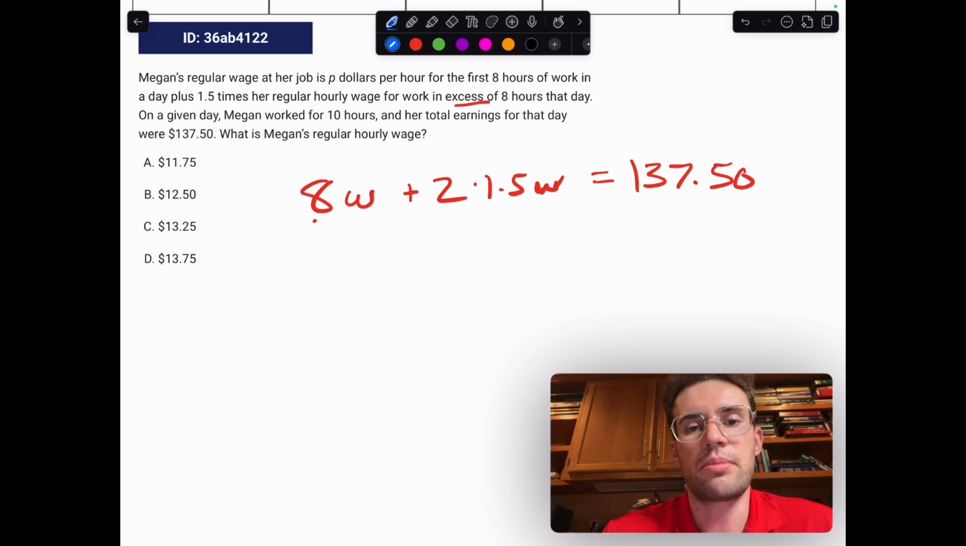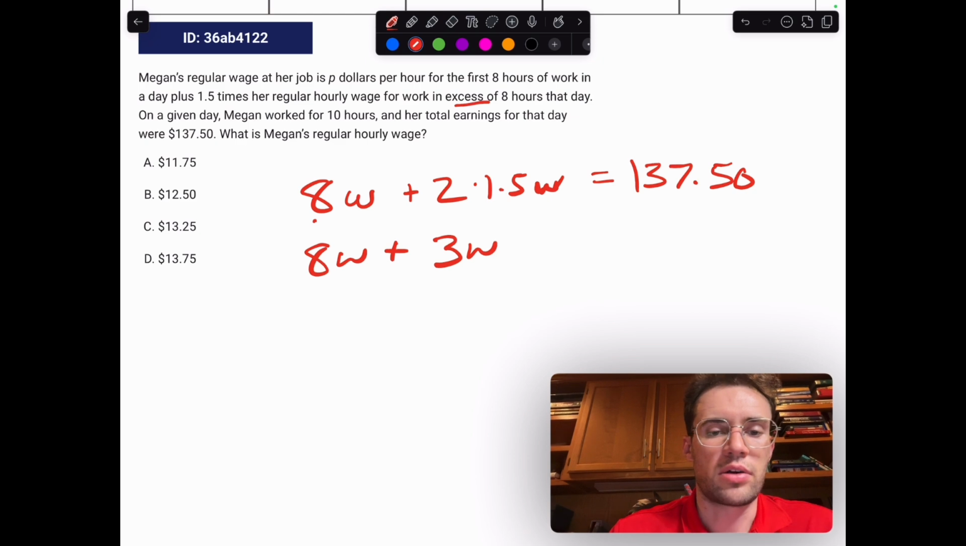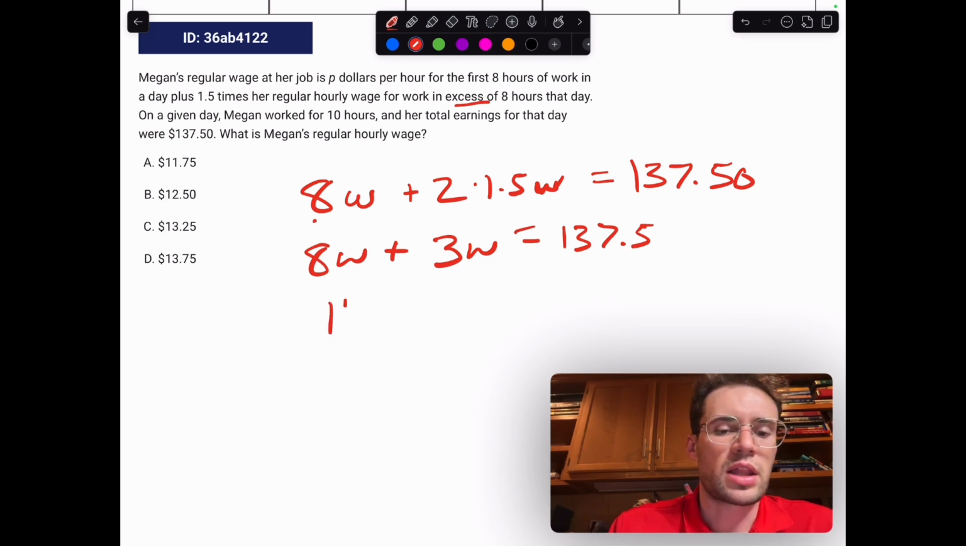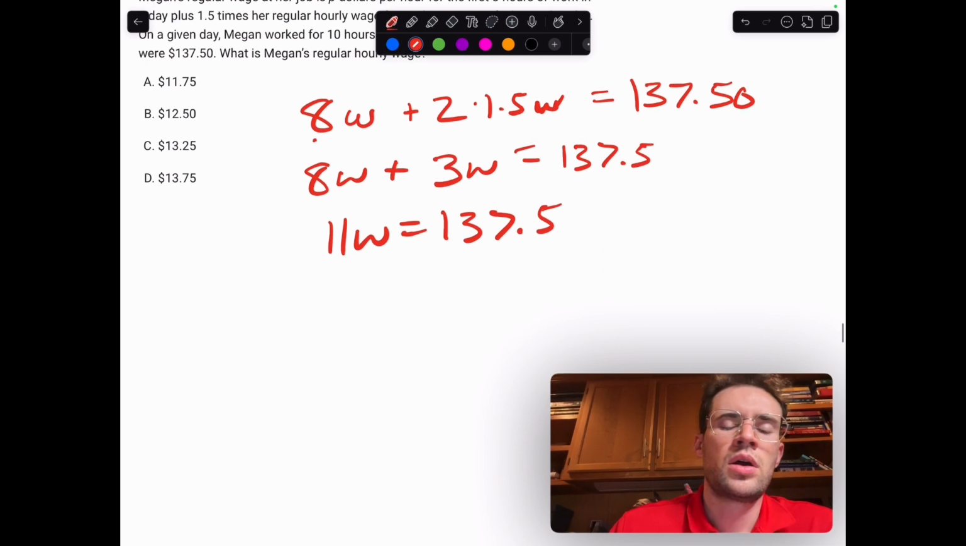This is essentially she's getting paid as if she did 3 hours above that 8 hours. Because both of those 2 hours she made time and a half. Right, so 8W plus 3W, we just think 2 times 1.5 is 3, equals 137.5. And usually we just write in the 50 because you're writing all the way to the cents. But 8W plus 3W is 11W. All right, so we have 11 times W equals 137.5.